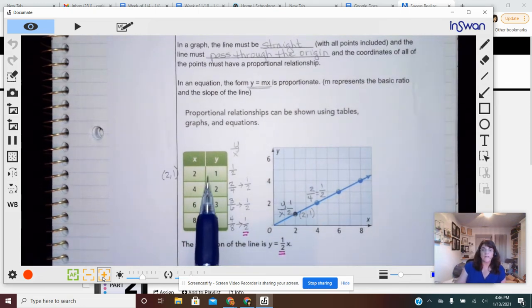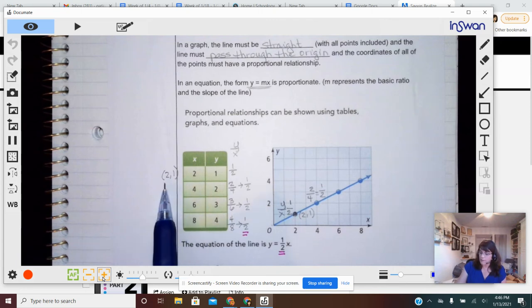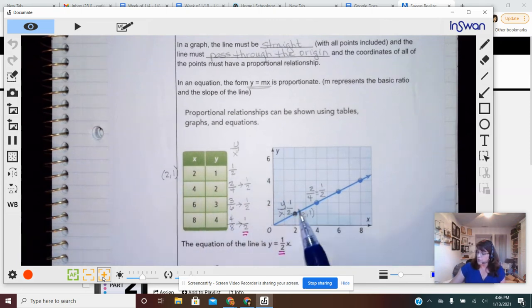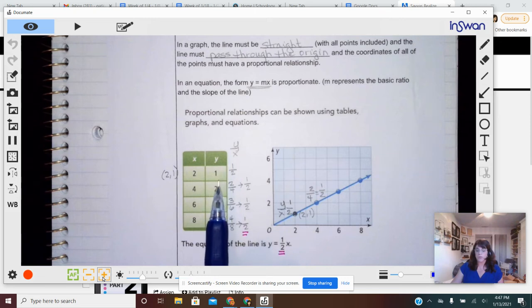So this is how the table, the coordinate pairs, the graph, and the equation all work together as different displays of the same information. They're useful for different things. And as you go through further studies, 7th grade, 8th grade, definitely into high school, you are going to continue to use these tools of table, graph, and equation to show relationships.